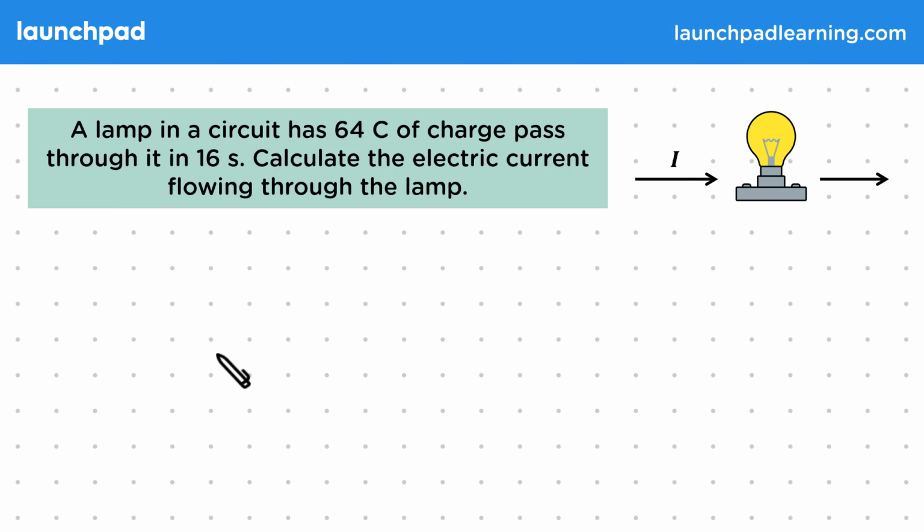Let's have a look at an example. A lamp in a circuit has 64 coulombs of charge passed through it in 16 seconds. Calculate the electric current flowing through the lamp.